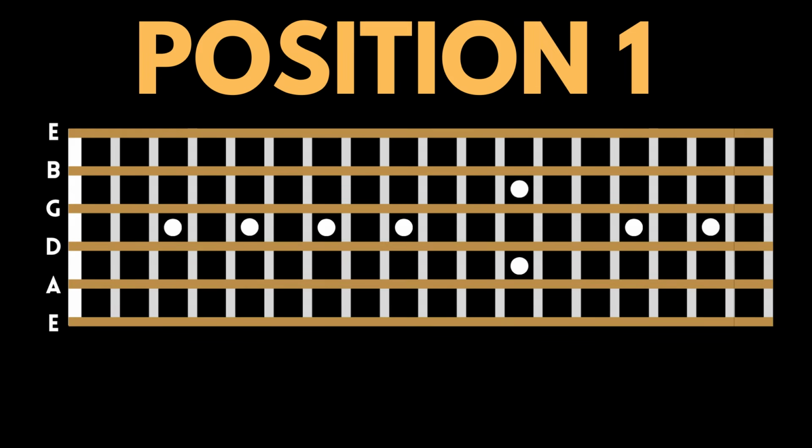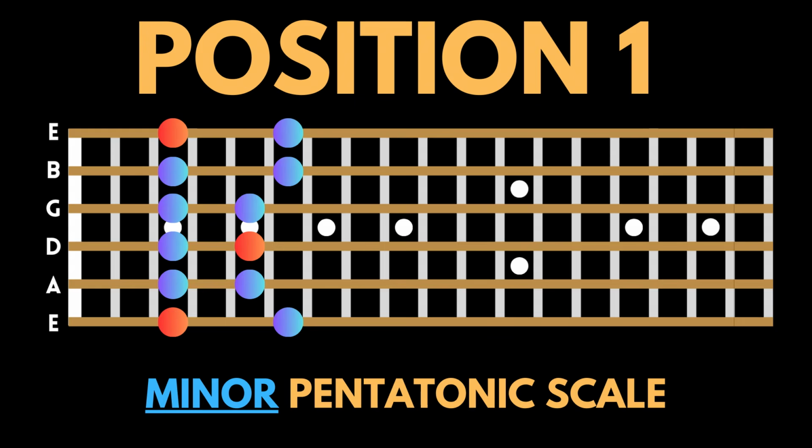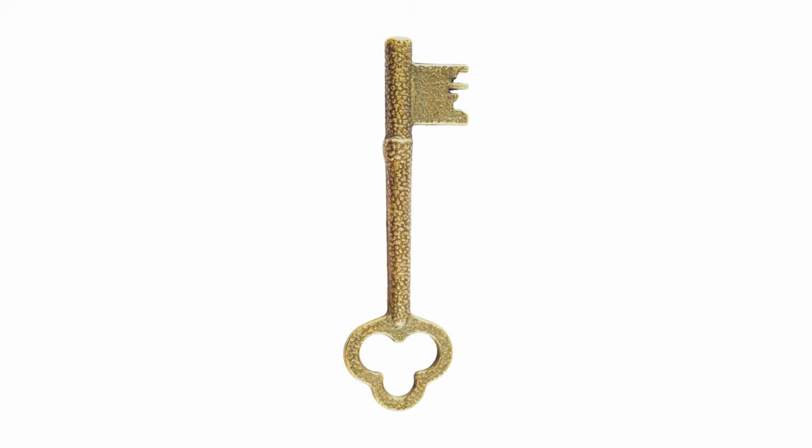Position 1 of the minor pentatonic scale looks like this. Within this position, you have 3 root notes. The root note on the low E string will determine what key you are in. Right now, our root note is a G. As we are using a minor scale, we can say that we are in the key of G minor.